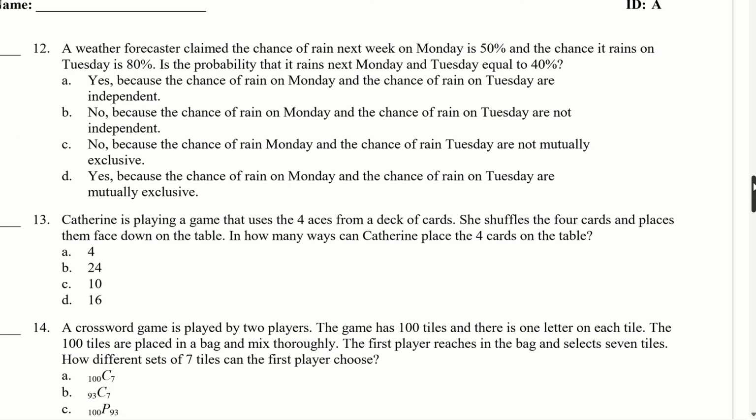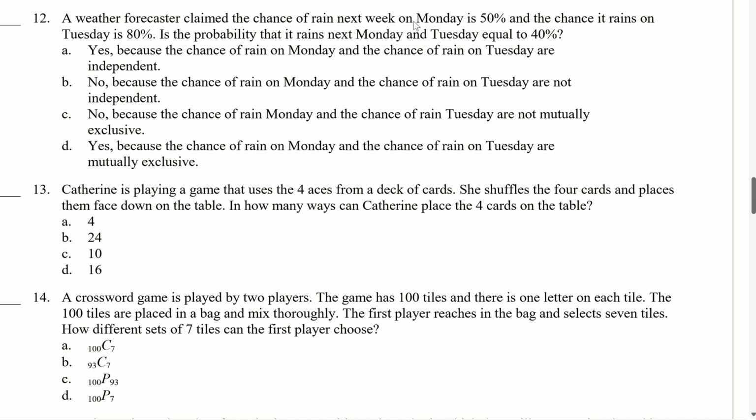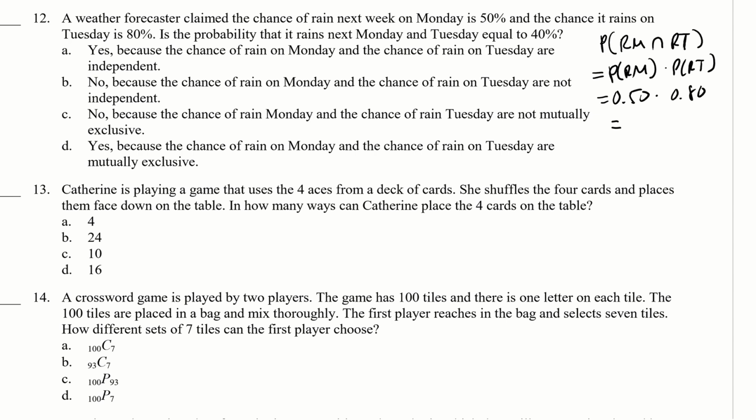All right, so number 12, a weather forecaster claimed the chance of rain next week on Monday is 50%, and the chance it rains on Tuesday is 80%. Is the probability that it rains next Monday and Tuesday equal to 40%? So what they're trying to do here is, okay, with the probability of rain on Monday and rain on Tuesday, what they did is they just multiplied the 2 probabilities, rain on Monday times rain on Tuesday. And then they did, okay, 0.50 for Monday and 0.80 for Tuesday, right? And so when I do that, I get 0.40 for both days if it rains. But is that necessarily true?